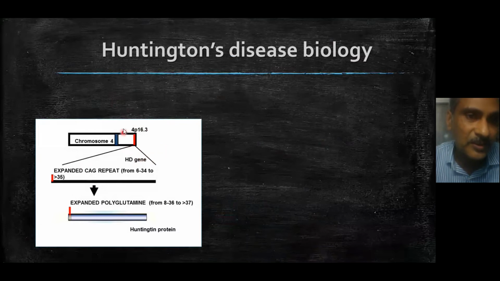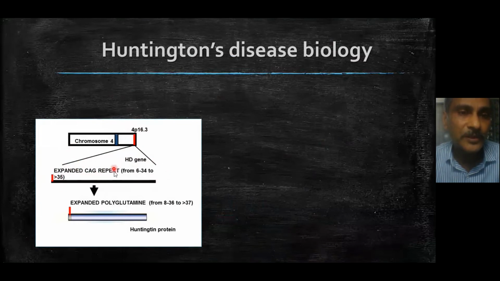The location of the gene in humans is on the short arm of chromosome 4, and it has a polymorphic area on its 5' end in exon 1. The polymorphism is basically a repeat of CAG. CAG is a codon for glutamine. So there is an expansion of this CAG.